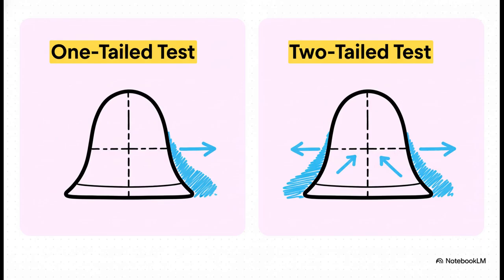That specific directional bet uses a one-tailed test because you're literally only looking for an effect in one direction. But that more general, non-directional bet uses a two-tailed test because you're keeping your options open for an effect in either direction, higher or lower.